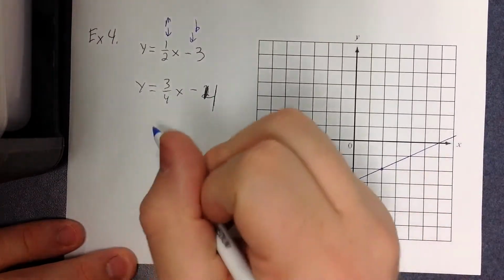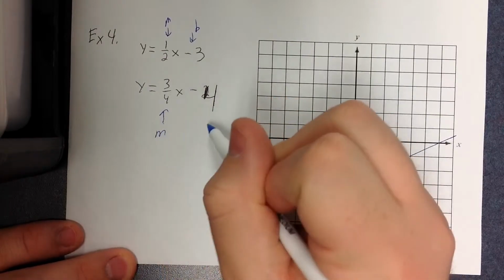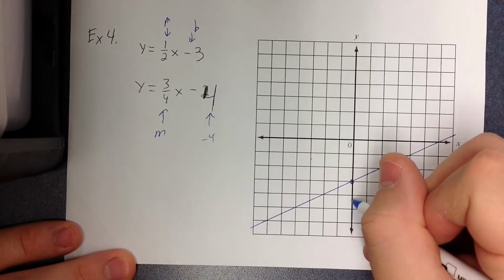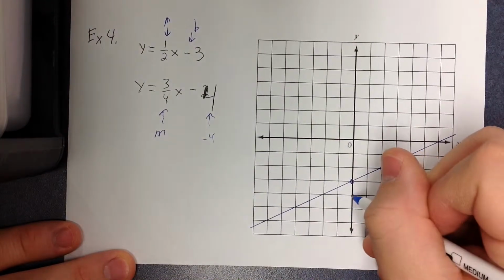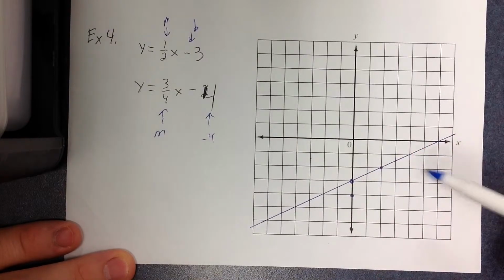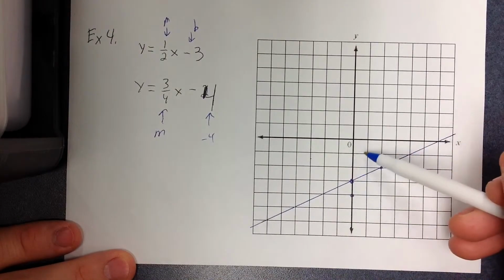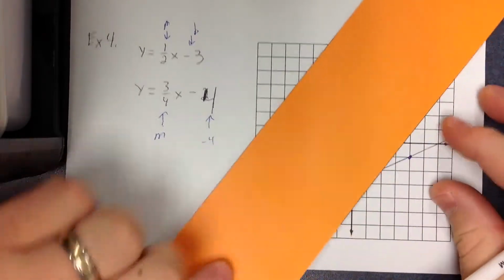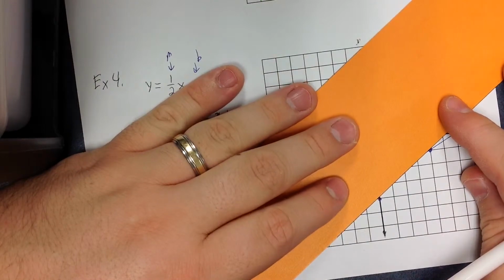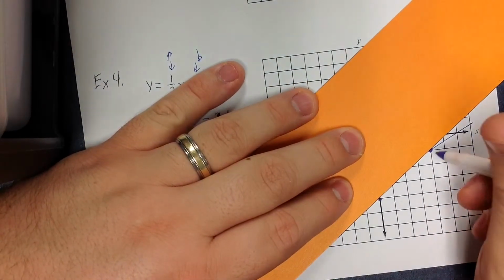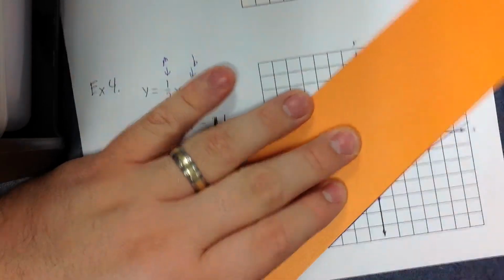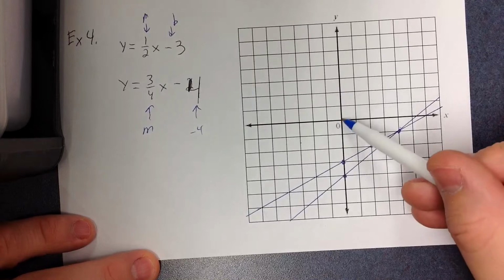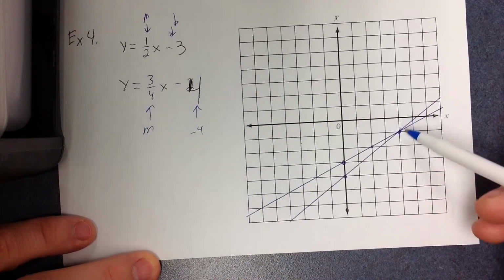The second equation is also in slope-intercept form. m is 3/4, b is negative 4. So I start at negative 4. And then I go up 3 over 4. And these lines appear to cross right here. So this is 1, 2, 3, 4, negative 1.